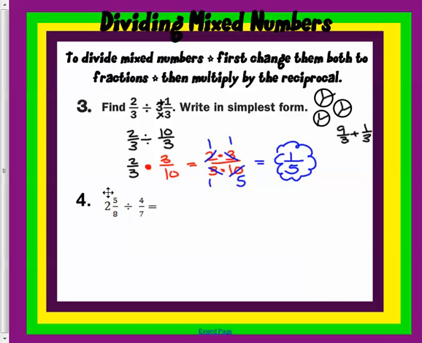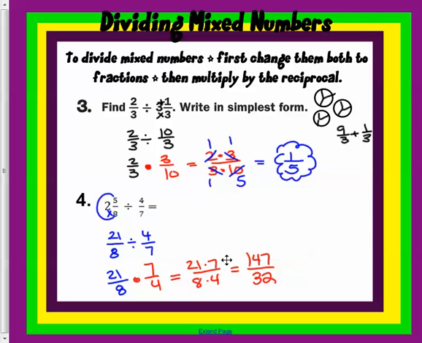Over here, 2 and 5/8: 2 times 8 is 16, plus 5 is 21 over 8, divided by 4/7. So I'm going to keep, change, and I get 21 times 7 divided by 8 times 4. Now, 21 and 8 don't share anything, 7 and 8 don't share anything, 21 and 4 and 7 and 4 don't share anything. So we just have to multiply straight across.